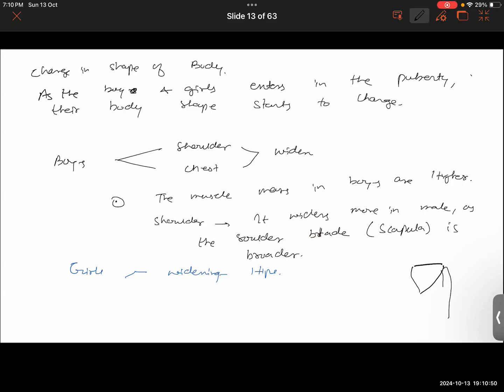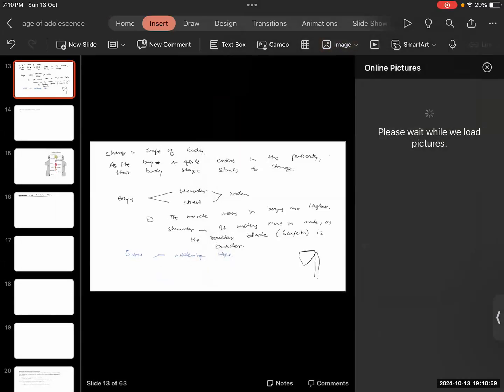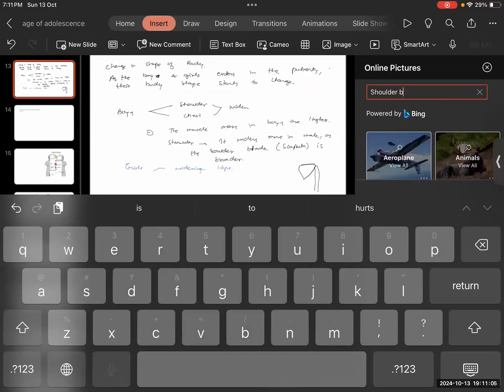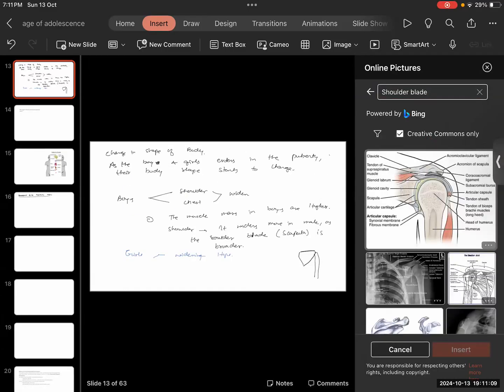Okay, just 1 minute. The shoulder blade, what I'm trying to say, is actually more wide. It is more wide in the case of the boys. That is why their shoulders are wider. So this is actually what I'm talking about.